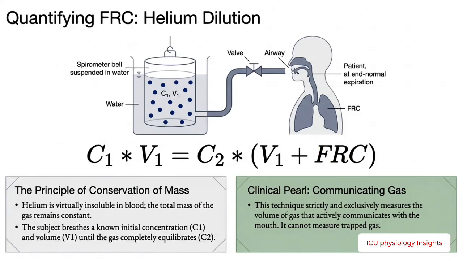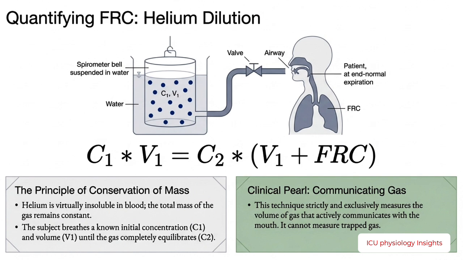Well, that brings us right to Section 3. We're going to look at the two classic techniques that let us do just that: helium dilution and the body plethysmograph. Okay, so first up is helium dilution. The principle here is actually pretty simple. It's just conservation of mass. We use helium because it's an inert gas. It's not taken up by the blood at all.